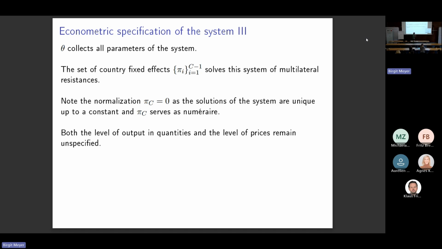To go on, what I do is I select all parameters in a theta. I assume the fixed effects solve the system of multilateral resistances, what we have seen before. Okay, it turns out that one pi has to be set to 0 because it's a normalization. It's also interesting for the replication.